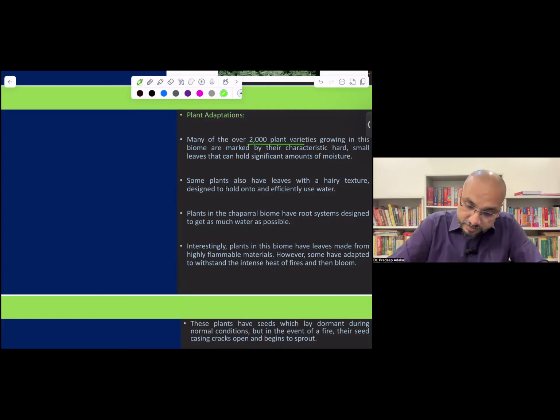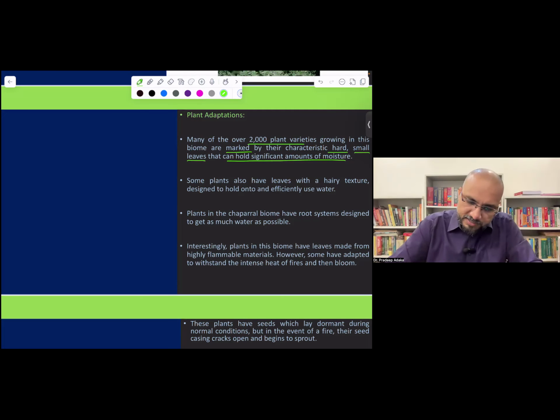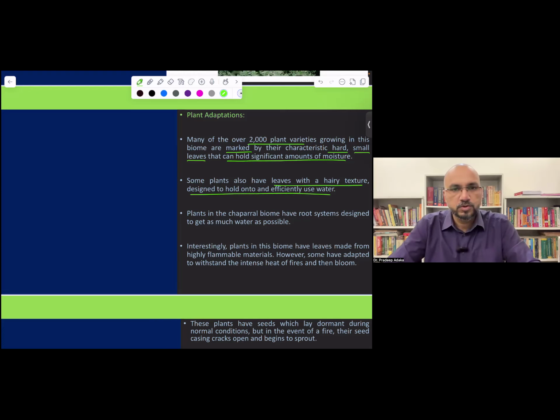They are marked by their characteristic hard, small leaves that can hold a significant amount of moisture, because you don't have precipitation during the summer months. Whatever moisture is present inside the plant has to be conserved. Some plants also have leaves with a hairy texture designed to hold on to and efficiently use the water. If any moisture is present in the air, it can form dew, and it will reduce transpiration.